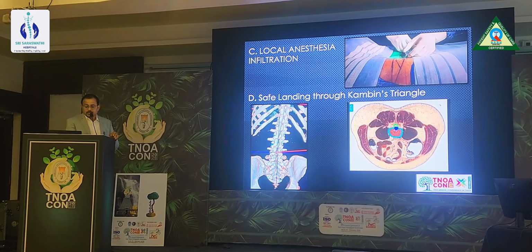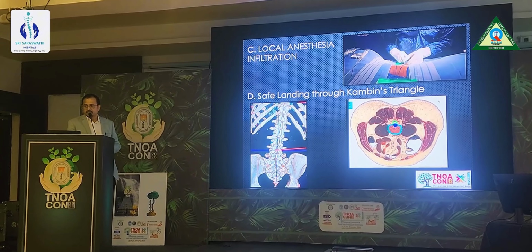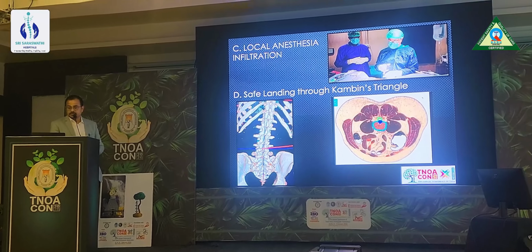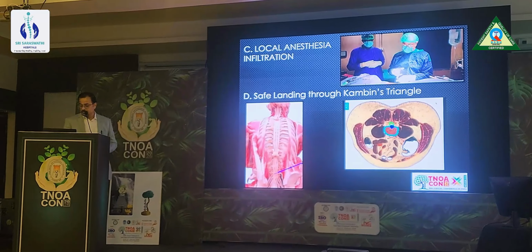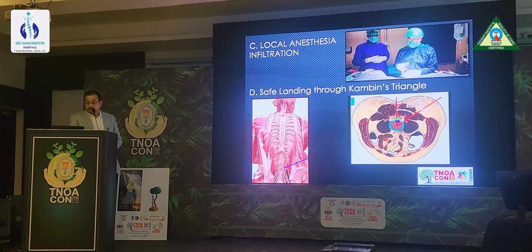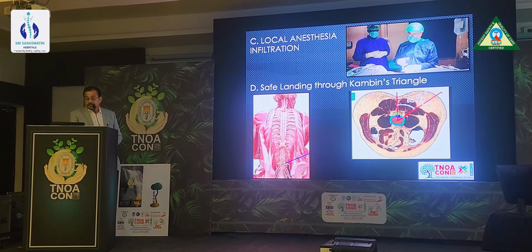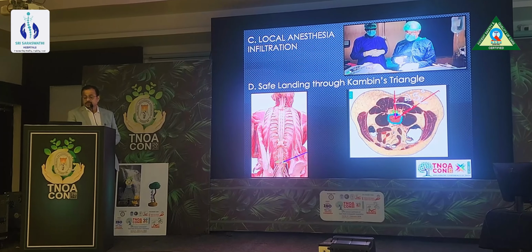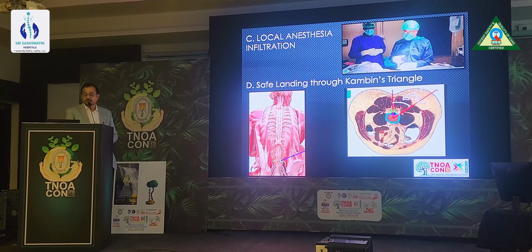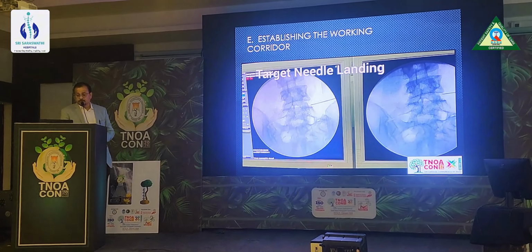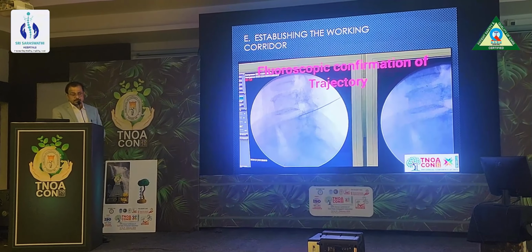Local anesthesia is infiltrated in all layers from the skin to the periosteum. If wanted, we can give it up to the distal level, and then the safe landing is through Kambin's triangle, where we always safeguard our exiting and traversing roots. Let me run the video, and the subtitles will describe the steps.